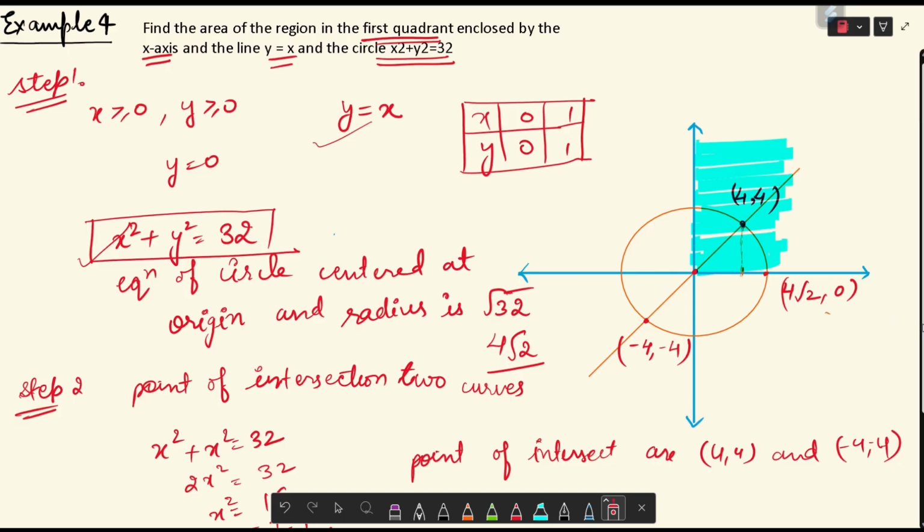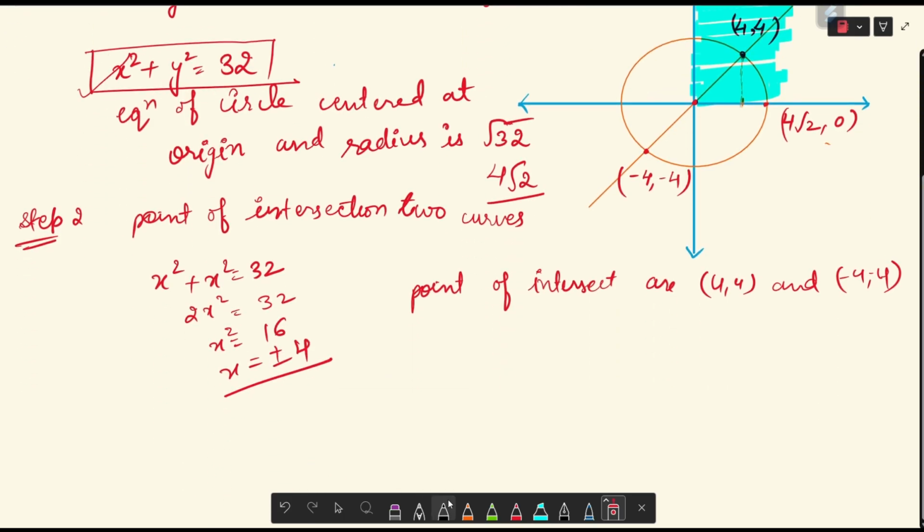Now how to find it? What we do is we will draw a perpendicular from the point of intersection to the x-axis. So what will be this point? This point will be 4, 0. Up to this perpendicular line, the function that will work is y equals x. And after this, the function will come from the circle's equation.